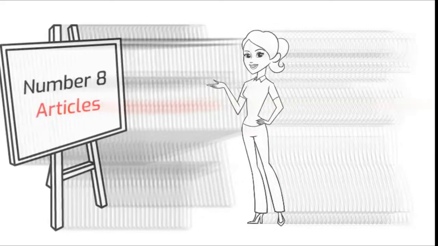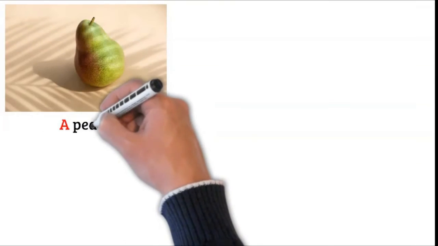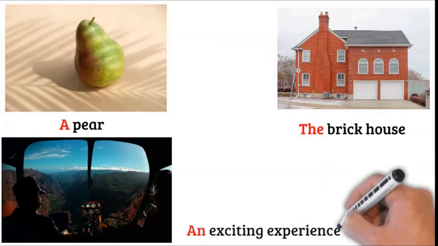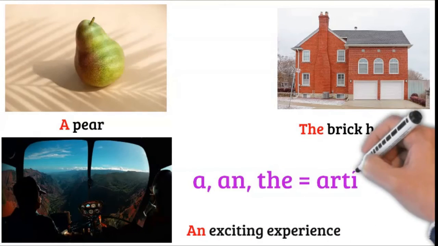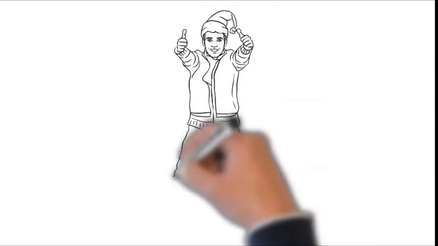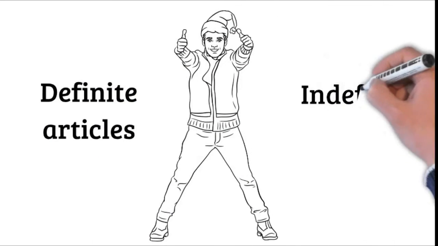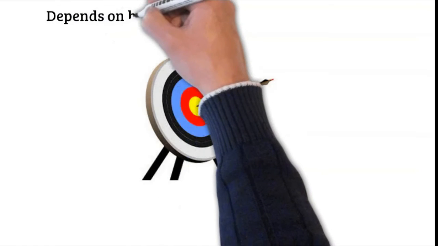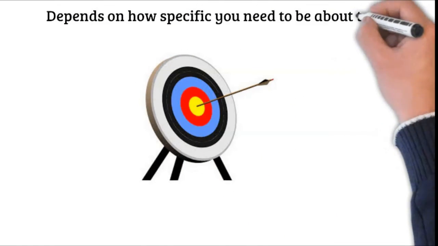Number 8. Articles. A pair, the brick house, an exciting experience. Here, a, an, and the are known as articles. Like nouns, articles come in 2 flavors: definite articles and indefinite articles. And just like the 2 types of nouns, the type of article you use depends on how specific you need to be about the thing you're discussing.